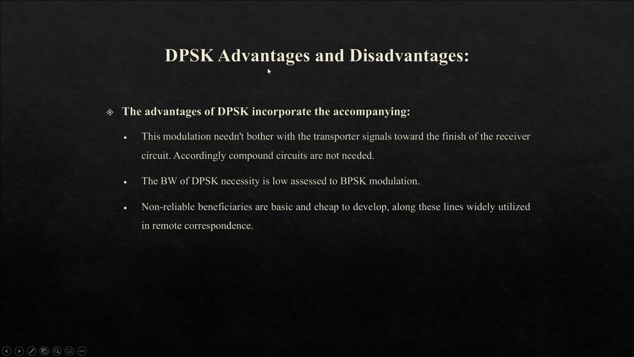Then we move to the DPSK advantages and disadvantages. The advantages of DPSK include the following. This modulation does not need the carrier signal at the end of the receiver circuit. Accordingly, complex circuits are not needed. The memory requirement of DPSK is low compared to BPSK modulation. The non-coherent receivers are simple and cheap to build. Along these lines, it is widely used in wireless communication.